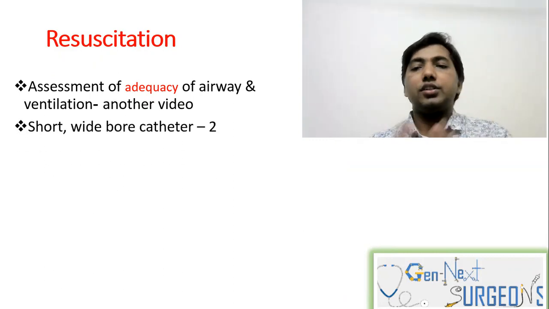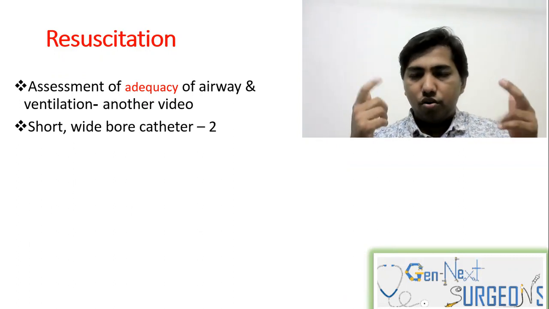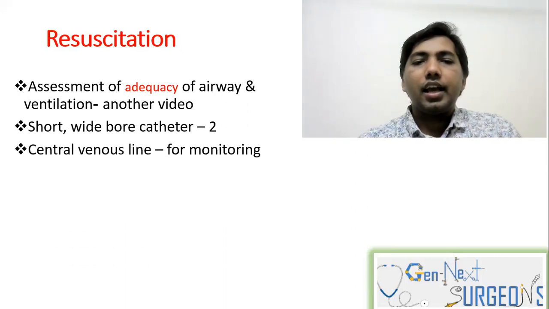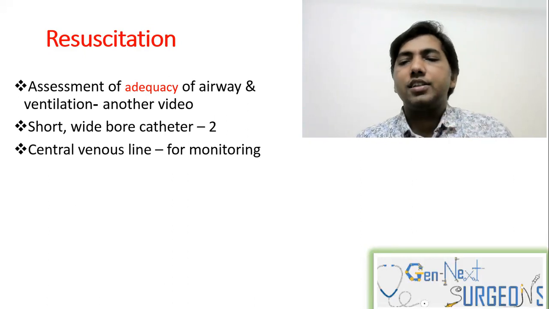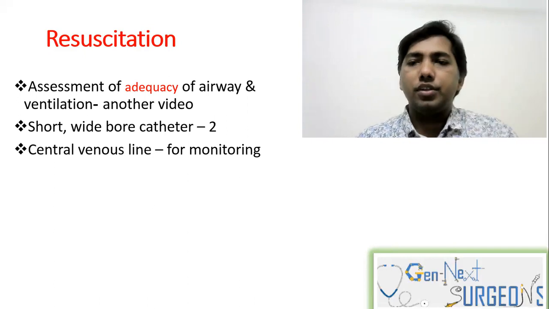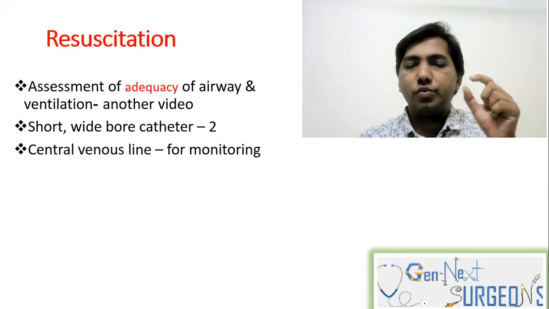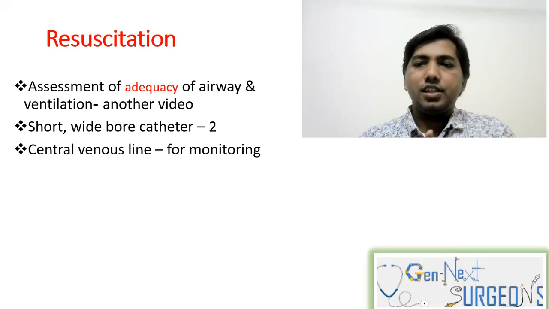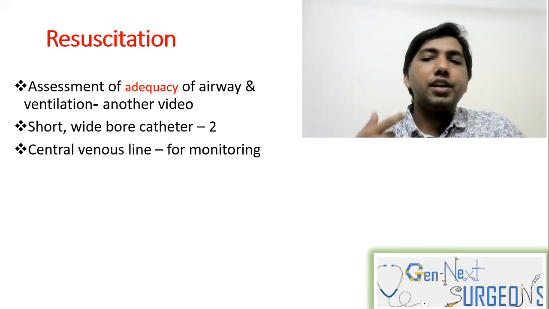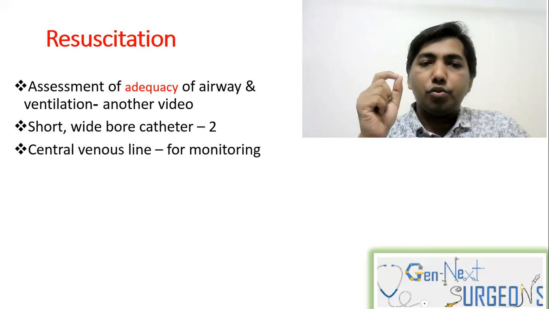Then for circulation, we have to create two short, wide bore catheters. And we have to put in a central venous line. And that central venous line will not be for infusing fluid actually initially, because we have stated that the catheter should be short and wide bore. Central venous catheter has got a long channel. So that central venous line, which we place at the subclavian vein or internal jugular vein, is to monitor.